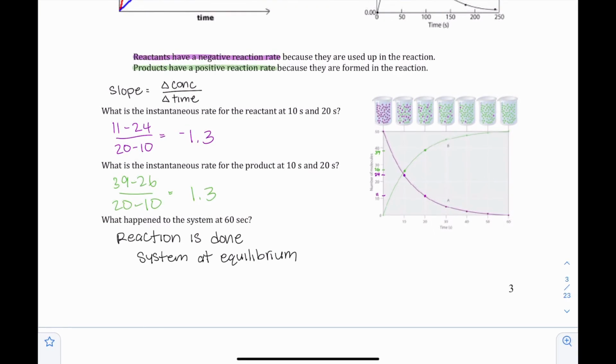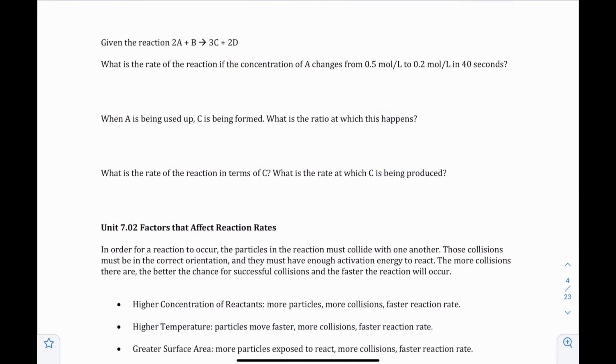The last question asks what happened to the system at 60 seconds. So at 60 seconds, both curves level out, which means the rate of the reactants getting used up and the rate of the products being formed are the same. This is the point at which the reaction is done. The reactants are still being used up and the products are still being formed. It's just that those things are happening at the same rate, so we would say the system is now at equilibrium.